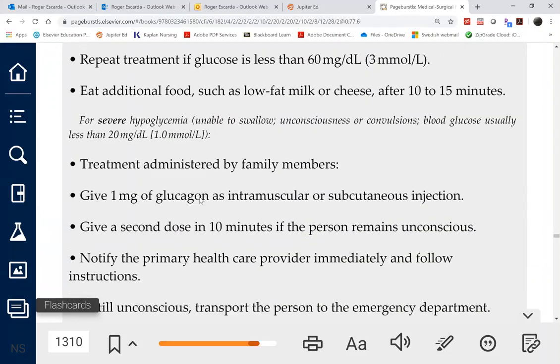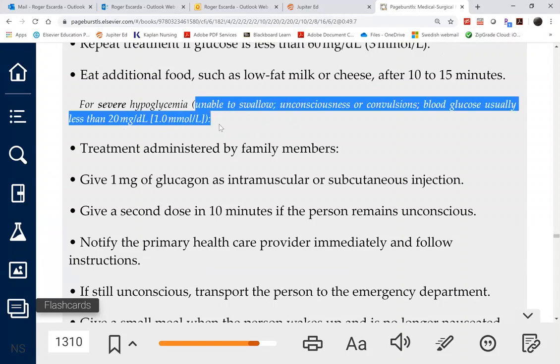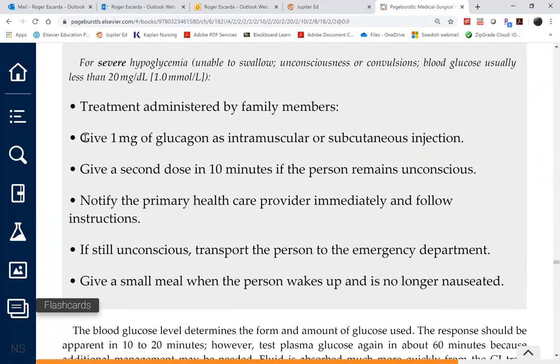Now finally, for severe, which is now less than 20, most patients here are unconscious, therefore unable to swallow. So it makes sense that your interventions are now parenteral. You give 1 milligram of glucagon, given either IM or sub-Q. This is either in a pre-filled syringe containing 1 milligram of glucagon, or the patients have to draw it up. So the kit will have a 1-dose vial of glucagon, and then a syringe.